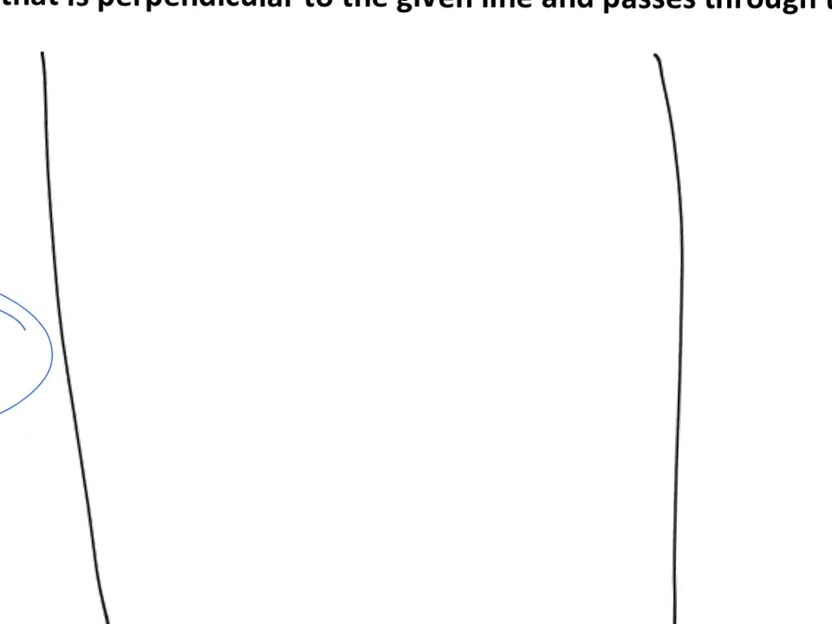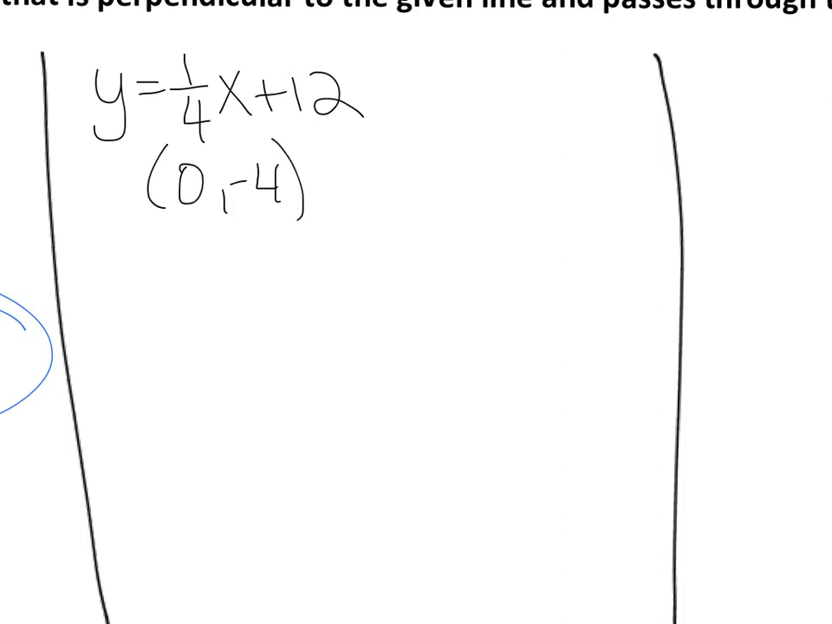Alright, let's look at y equals 1/4 x plus 12 and passes through the point (0, -4). Okay, now if I look at the slope of this line, it's a positive 1/4. So the slope of my new line is going to be the negative reciprocal of that. Now this time my slope is positive, so my new slope is going to be negative, and the reciprocal of 1/4 is 4. So my new slope is -4.